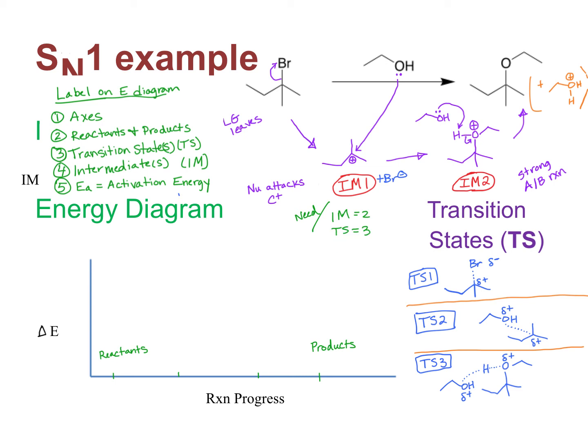So if this is my reactants, is my intermediate 1 going to be higher energy or lower energy than my reactants?